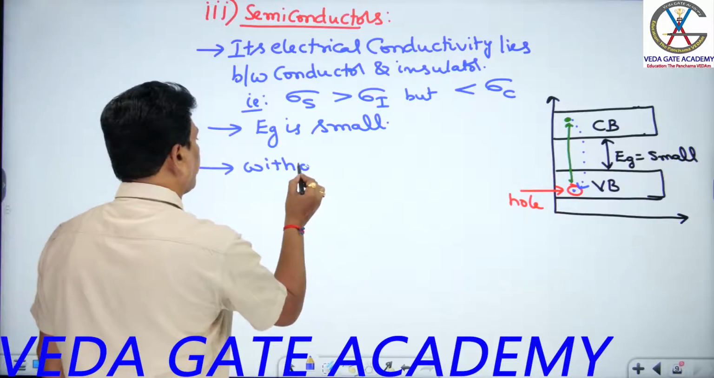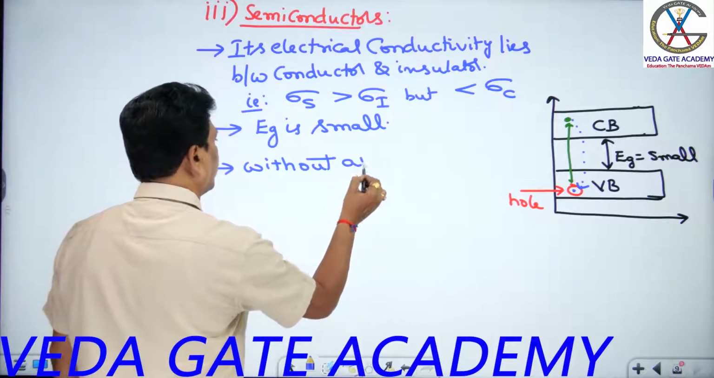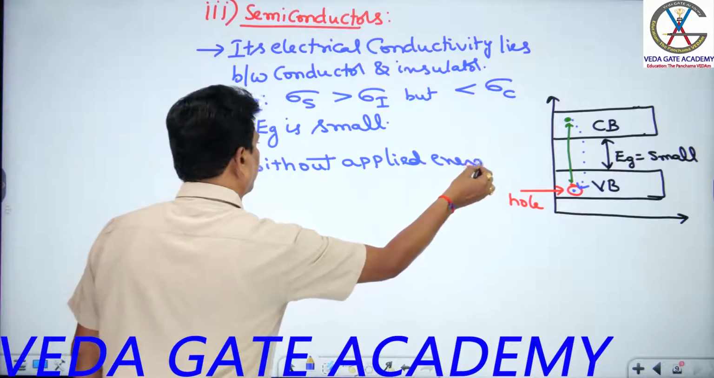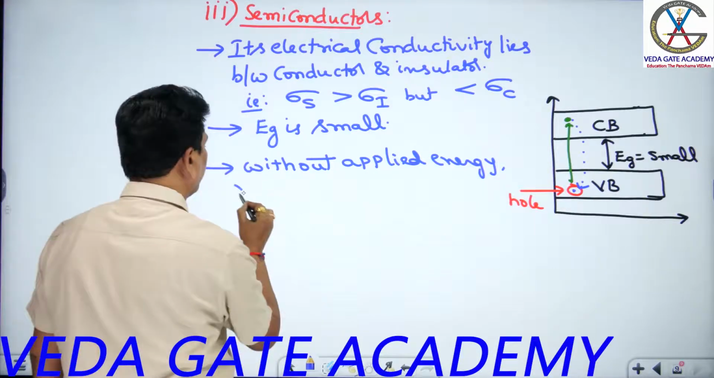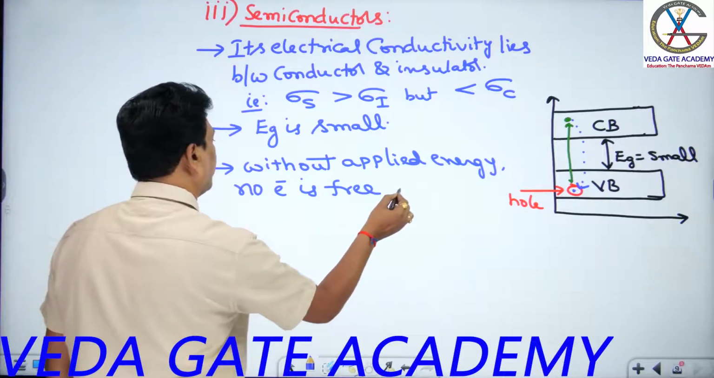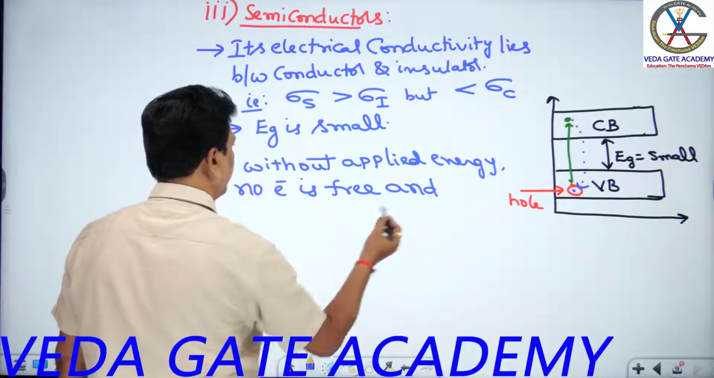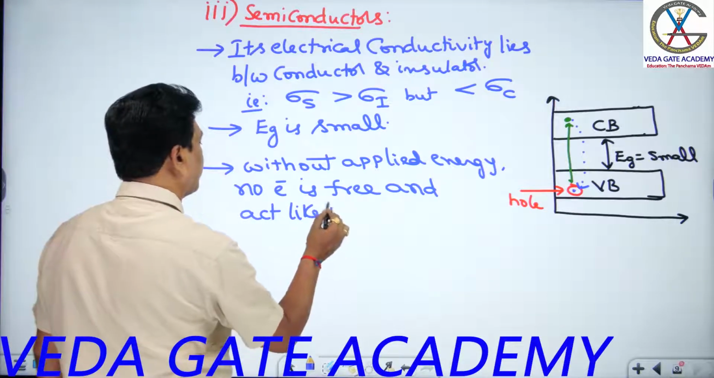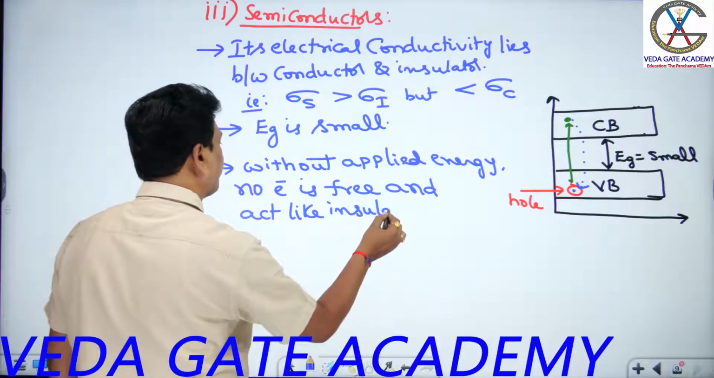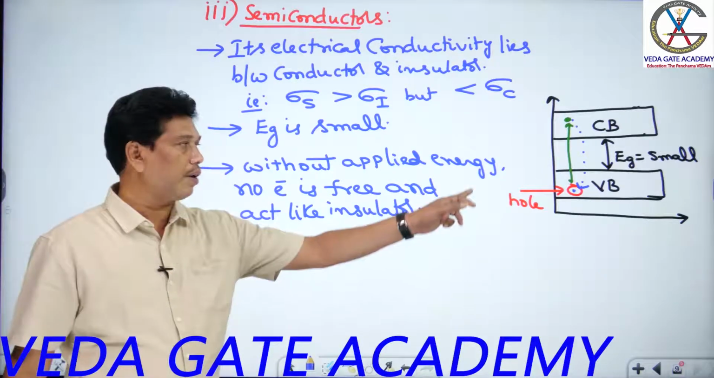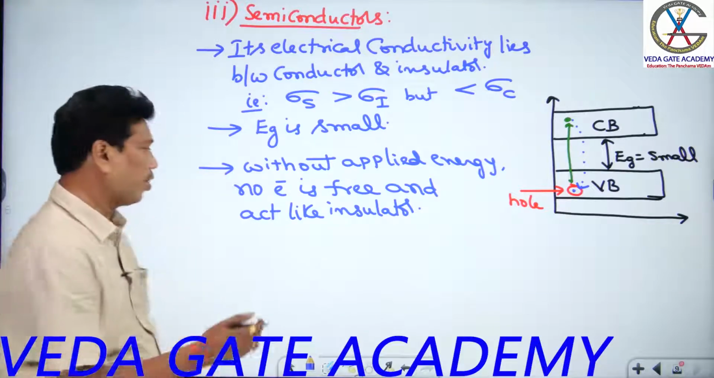Without applied energy, no electron is free, and the semiconductor acts like an insulator. Confirm now, students? So a semiconductor acts as an insulator without an applied source.